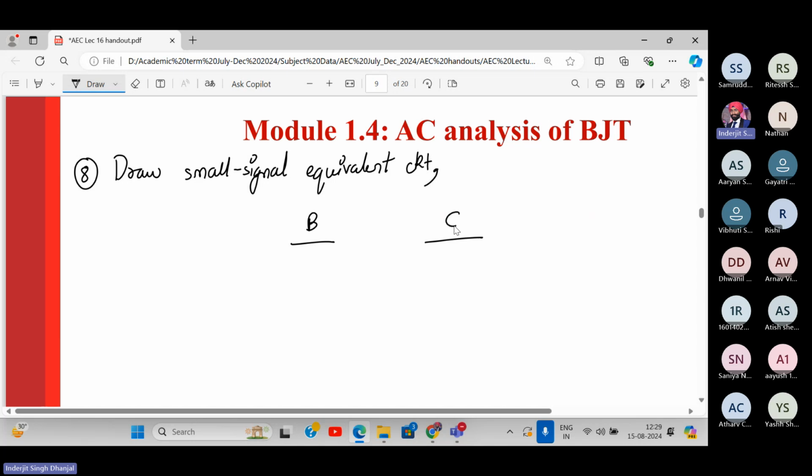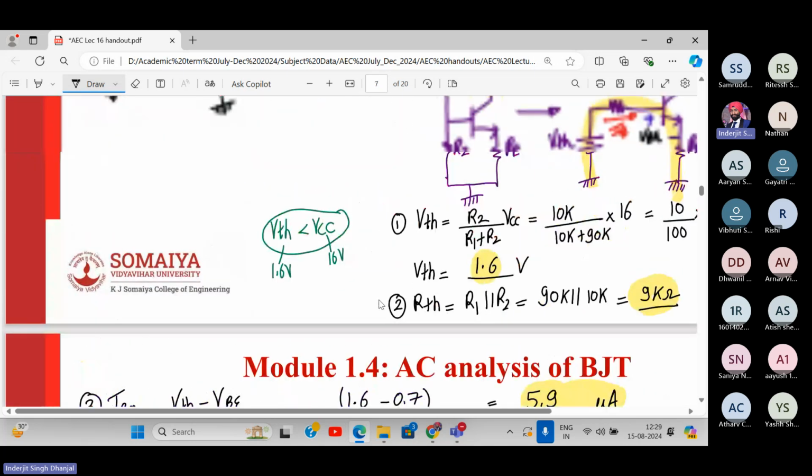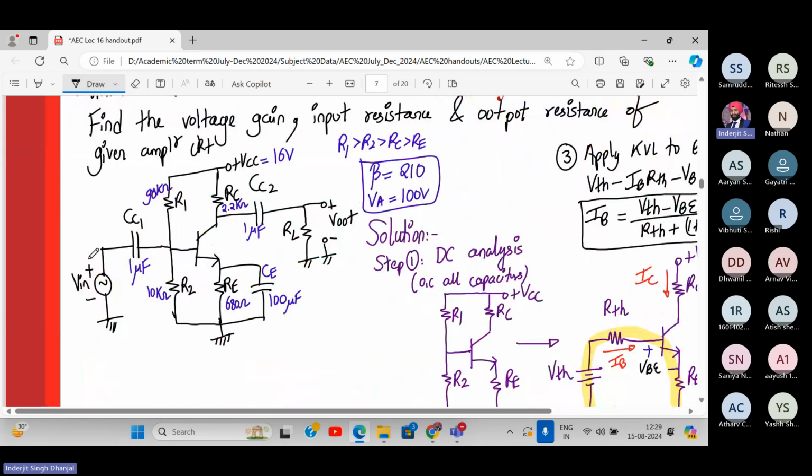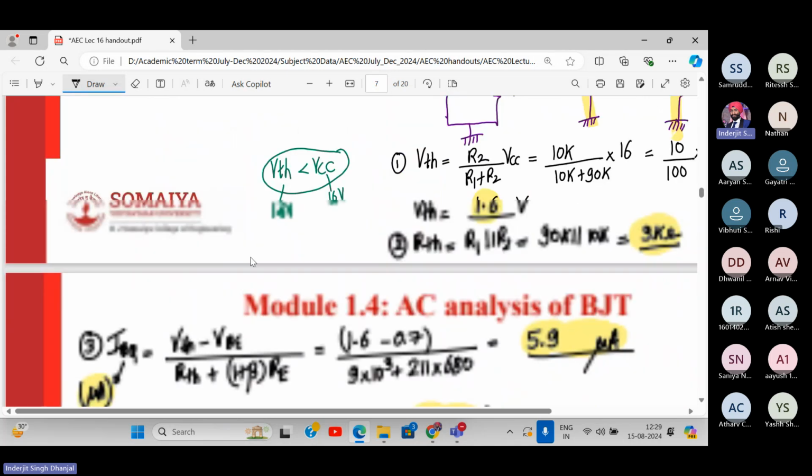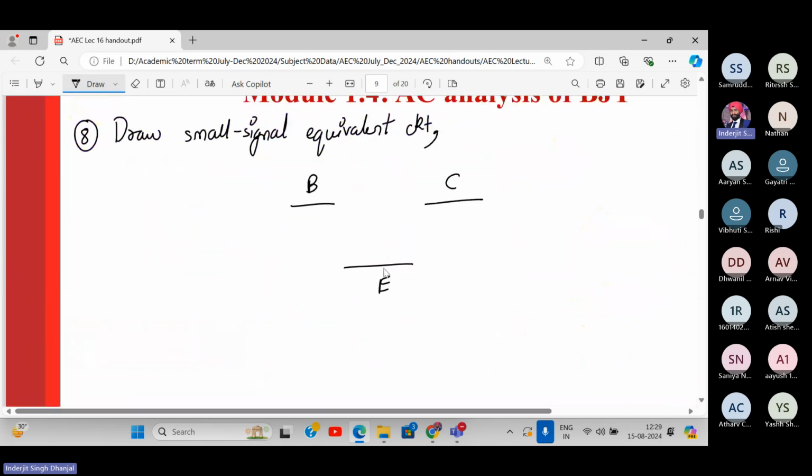Base, collector, emitter is the same circuit, right? As we have studied. No change, right? Only RSig is not there. Yes or no? Yes. RSig is not there. So our analysis becomes simpler. So between base and emitter, what do we have? R pi. Yes.